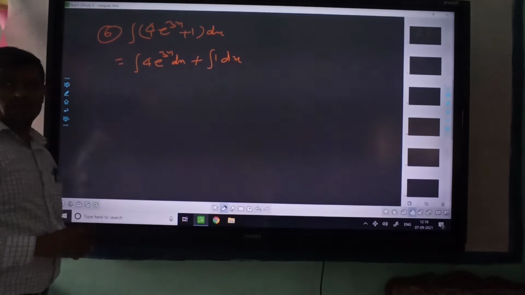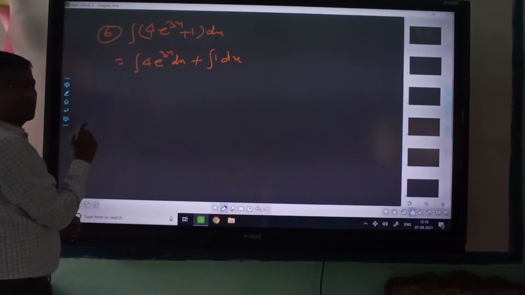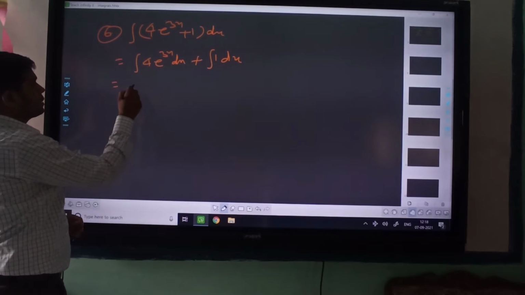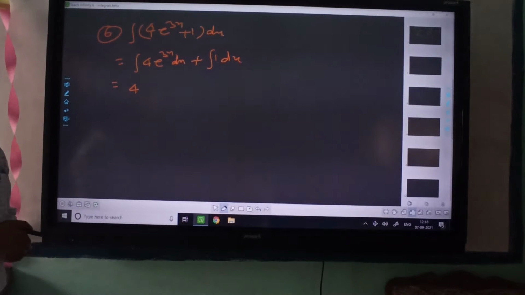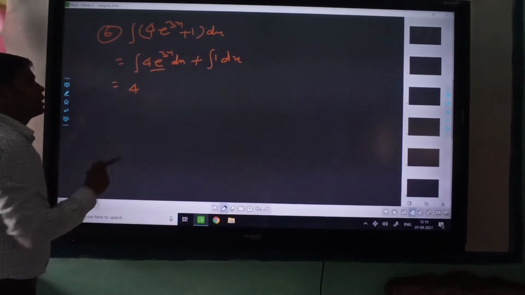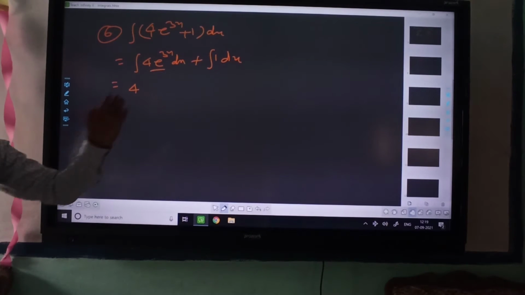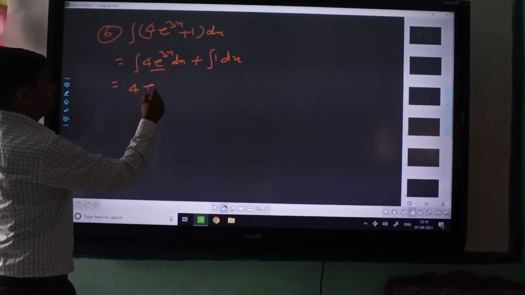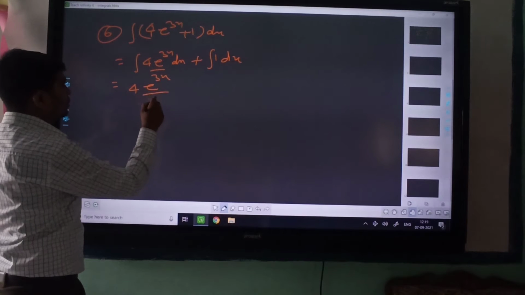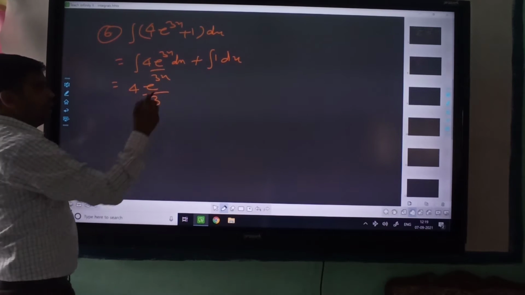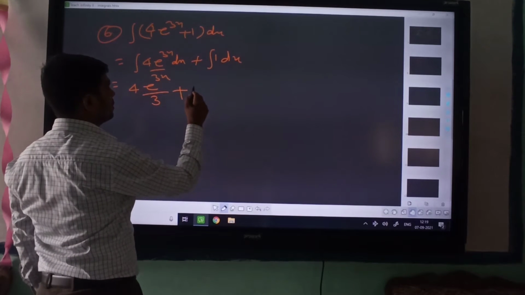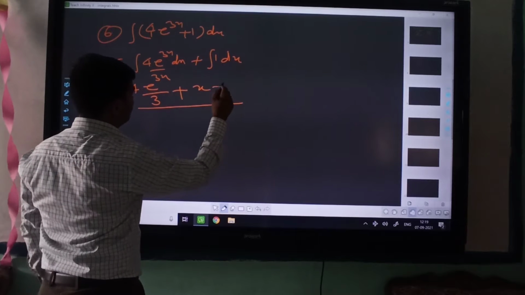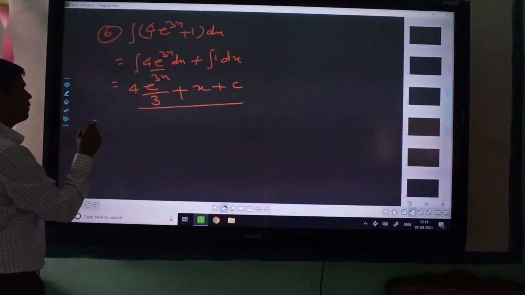By separating the terms, 4 is a constant. You can take 4 out as common, outside this integration, and then you have to integrate e raised to the power 3x. In the previous part we have already completed e raised to the power 3x. What will be the integration? x over 3. And then what will be the integration of 1? x. So plus c. So this is the answer of this question.